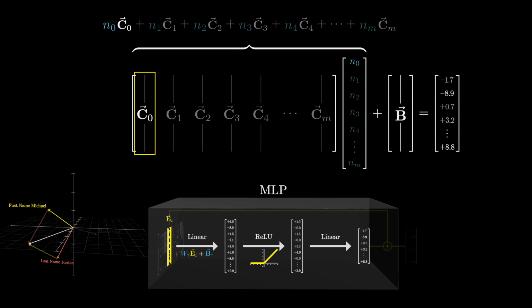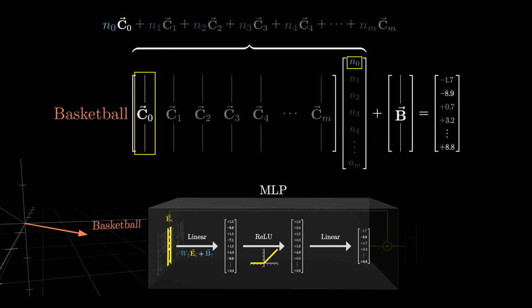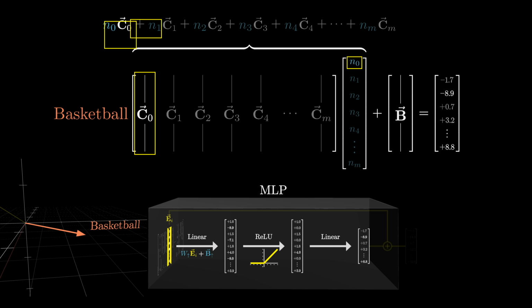For instance, we will imagine that the model has learned to make that first column into this basketball direction that we suppose exists. What that would mean is that when the relevant neuron in that first position is active, we'll be adding this column to the final result.